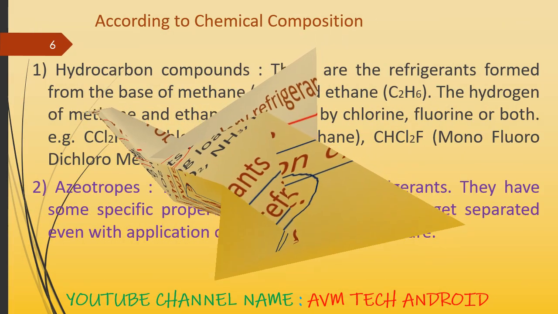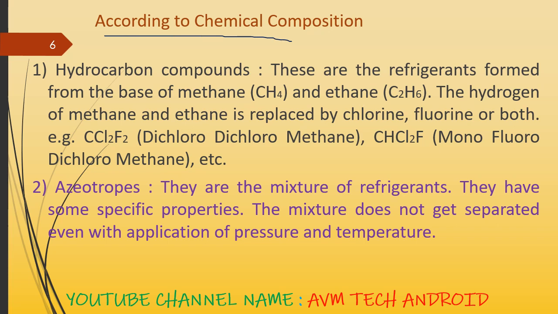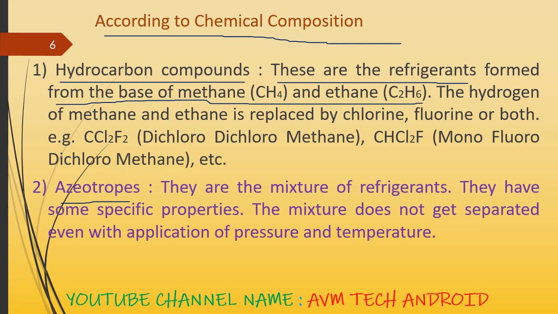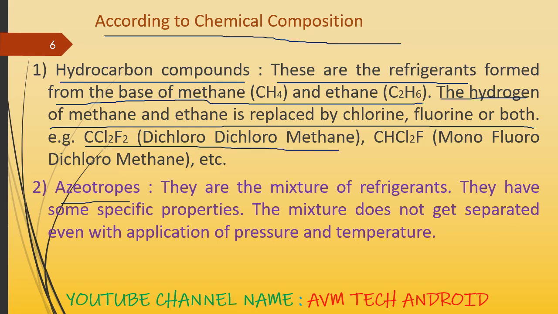The second way to classify the refrigerant is according to the chemical composition. So either it is a hydrocarbon compound or an azeotrope. In the case of a hydrocarbon compound, what happens? These are refrigerants formed from the base of methane or ethane, that is CH4 or C2H6. The hydrogen of the methane or ethane is replaced by chlorine, fluorine, or by both. So if we talk about CCl2F2, that is dichlorodifluoromethane, or CHCl2F, that is monofluorodichloromethane, in both cases you will observe that the hydrogen of either CH4 or C2H6 is replaced by chlorine, fluorine, or by both. That is a hydrocarbon compound.